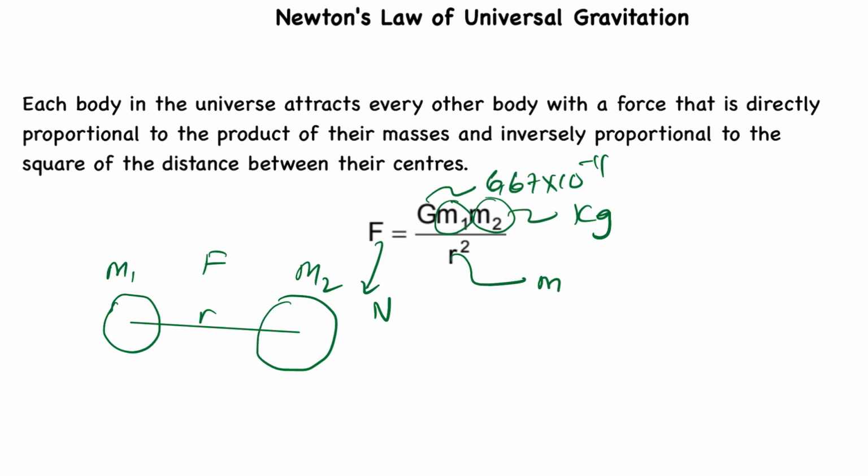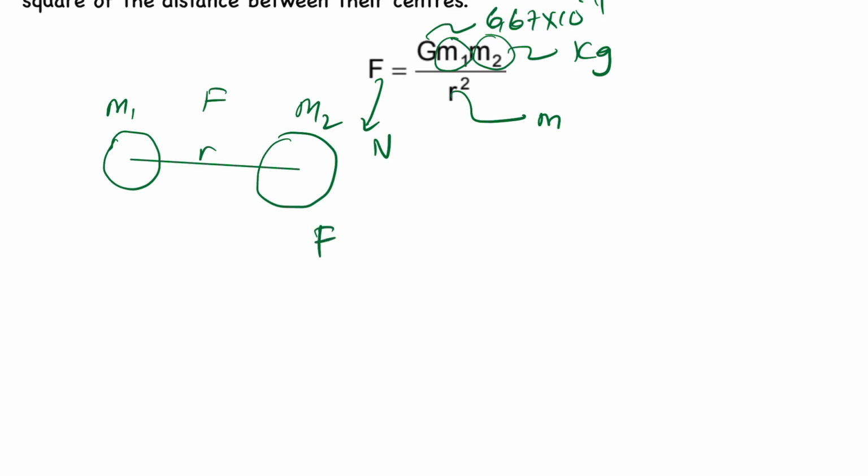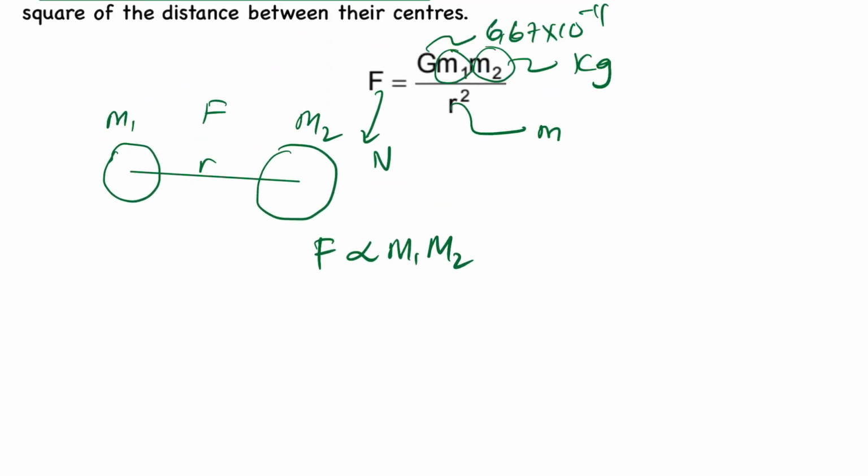Now, according to this law, this attraction between the two bodies is directly proportional to the product of their masses. Let's look at that. Mathematically, you write that force is directly proportional to the product of their masses. Now, what does it mean? If you double both masses, the force will be doubled twice as well. If you double one, the force will be double because they're directly proportional.